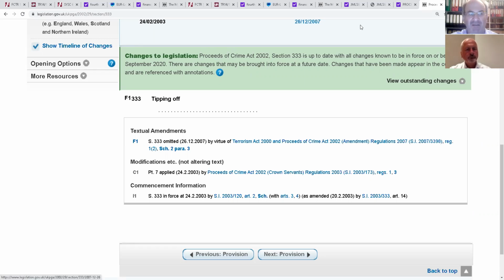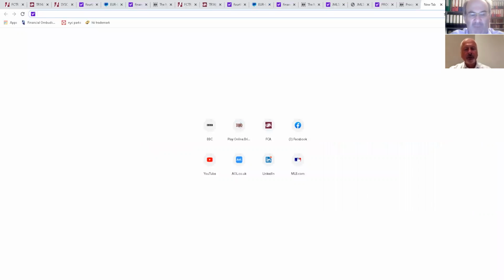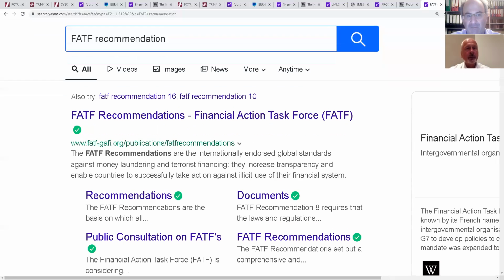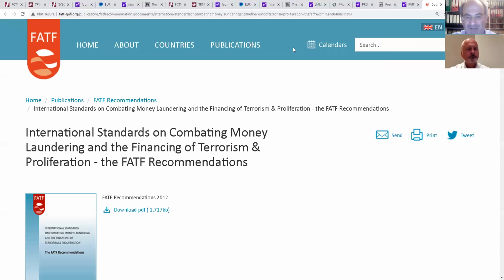You mentioned FATF. Yes. What role do they play? Well, what is it, for our purposes? Yes, so the Financial Action Task Force is an international body that produces guidance on money laundering activities, and very well worth a look at. So we just looked up FATF recommendations, which is what they are, and we can go straight into the recommendations.